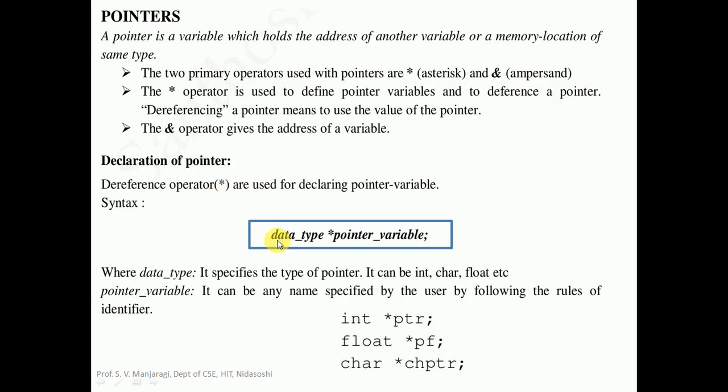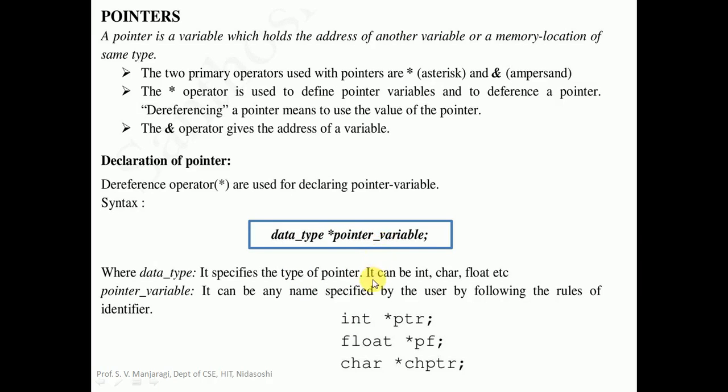The syntax is like this. It will begin with the data type, followed by asterisk operator, that is star operator, then pointer variable name, ends with semicolon. If you look at this particular syntax, it is similar to the variable declaration except this asterisk. Here the data type is basically specifying the type of the pointer. It can be either integer, character, float, double, long, etc. So this data type is followed by asterisk, star operator, then name of the pointer variable. Here any valid identifier can be used.